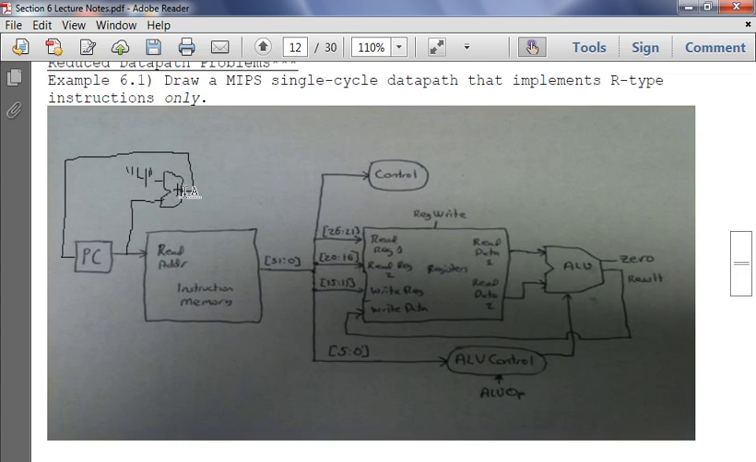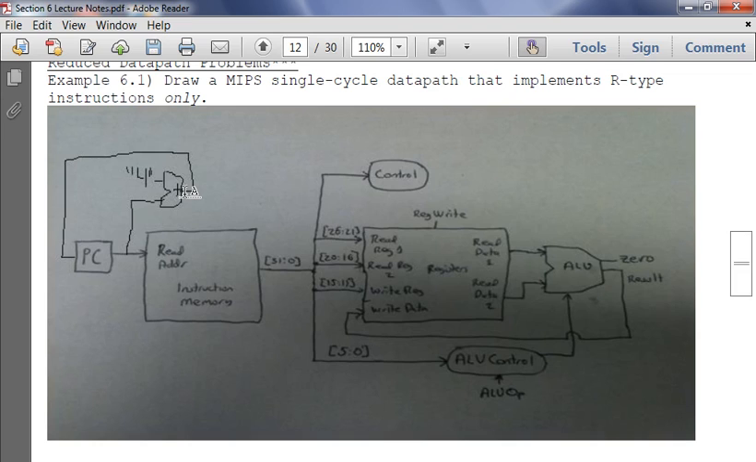Now, what you can't see due to the light is, for an R-type instruction, we have the write register, correct? In a full data path, you would have to decide whether you're doing an R-type or an I-type instruction using register destination. However, since there is no I-type instruction, you're going to make it 15 to 11. Drop the multiplexer. Reduced data path. Does that make sense?